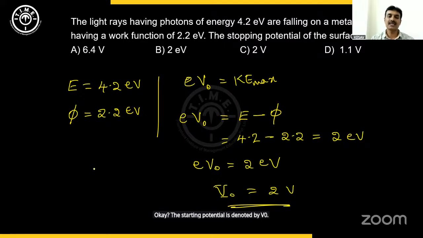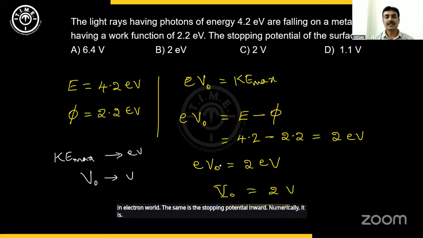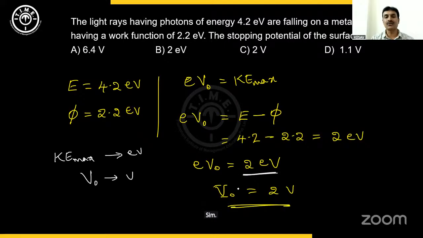Here you remember a simple trick. If you know the maximum kinetic energy Ke max in electron volt, the same is the stopping potential in volt. Numerically it is same. See, maximum kinetic energy is 2 electron volt here. Its stopping potential is 2 volt. Just change the unit. You'll get the stopping potential.